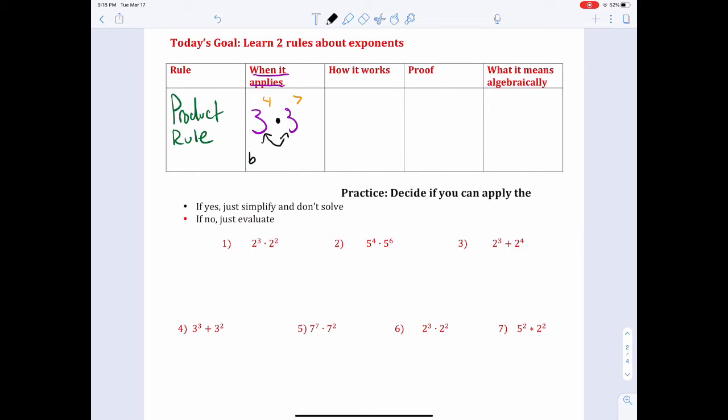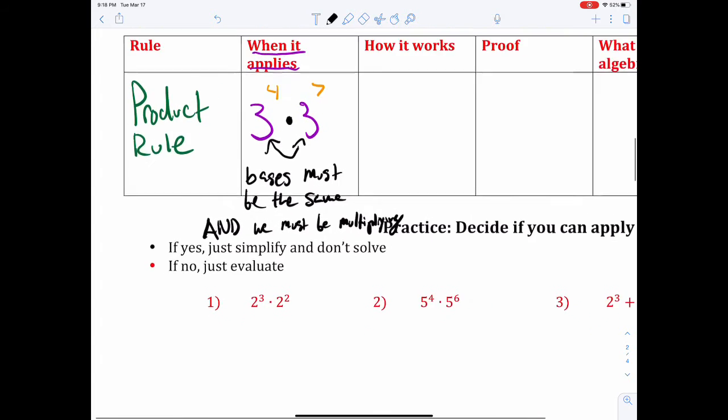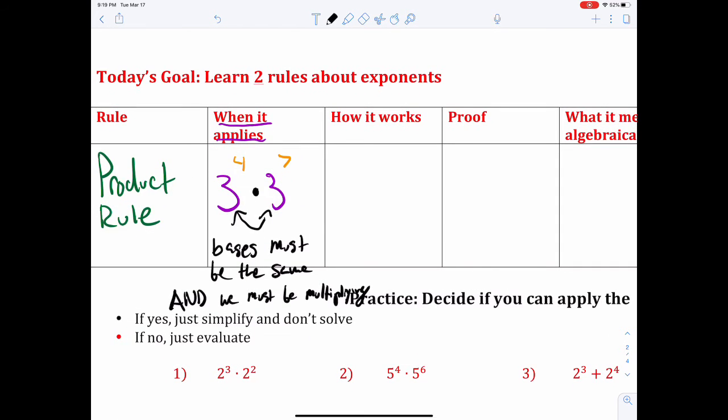So we say bases must be the same, and we must be multiplying. This is the product rule. You can't do this rule if we're not multiplying. So notice the multiplication in between the 3's, and notice how the 3's are the same number. So that means we're allowed to use this rule.